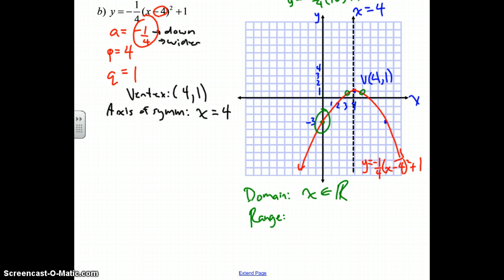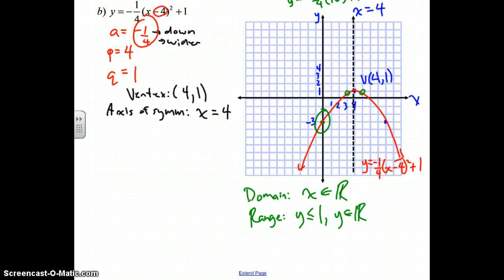The range isn't quite that, because if we look up here, do we have any parabola up there? If I ask what the x value is when y is 4, that doesn't exist. So the range for this is anything below the vertex, so y is less than or equal to 1, but y is still an element of the reals. We should state that as well, because it does contain all our fractions and decimals and so forth.